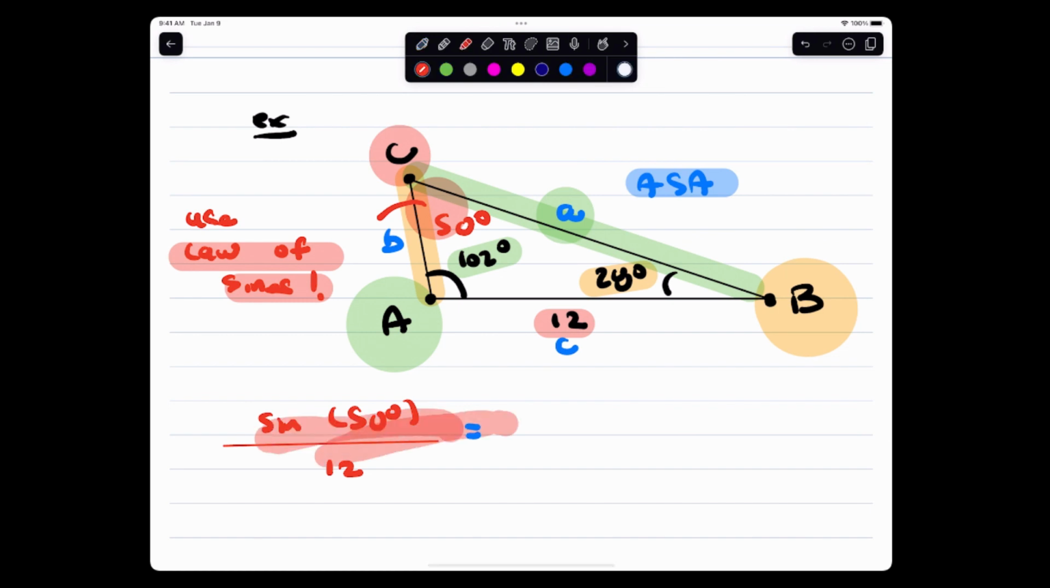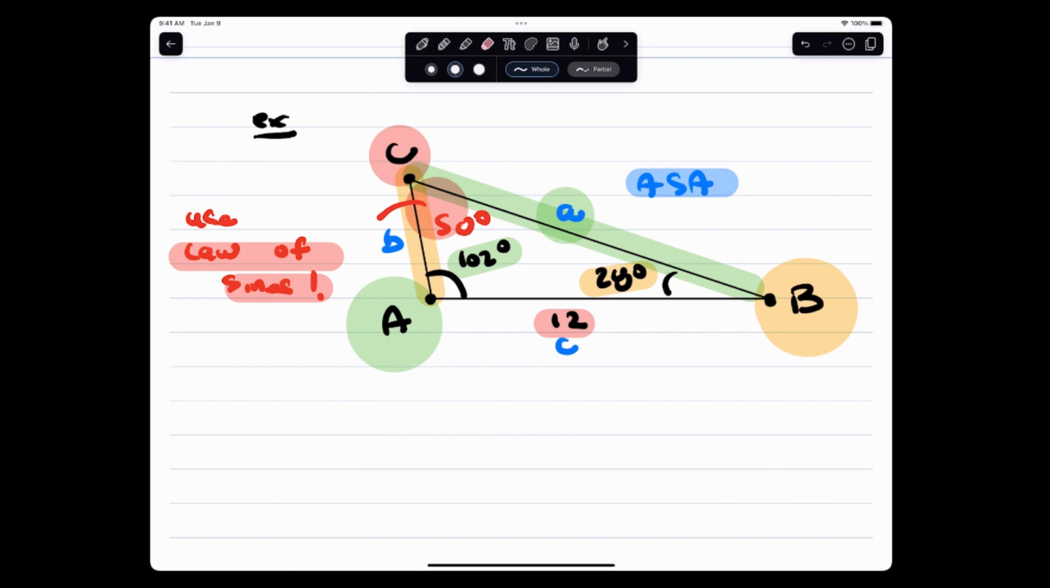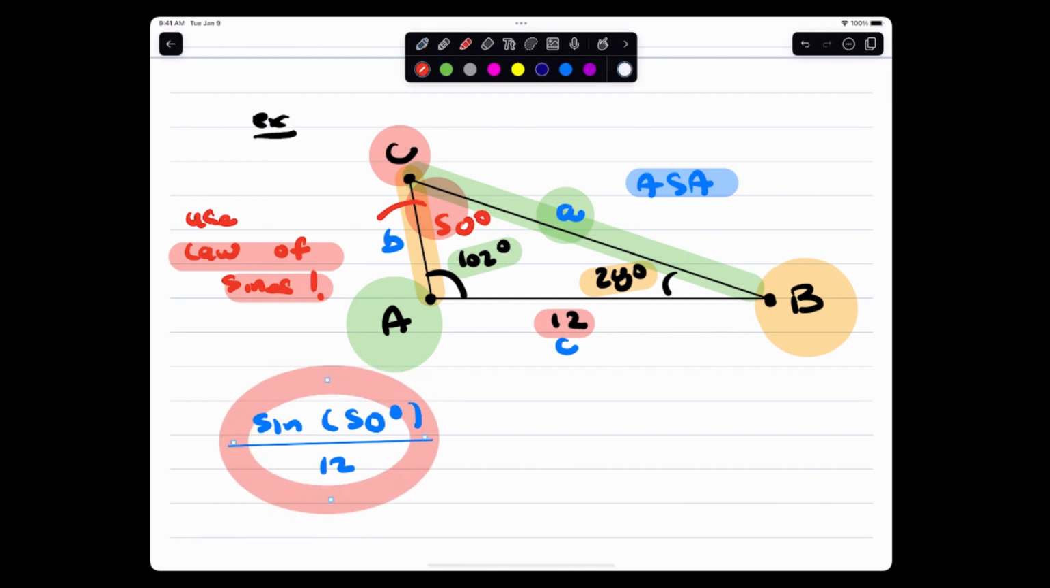I'll do it in blue and highlight it in red. Why do we choose sine 50 over the 12? Because those are two known values, an angle and a side. That's where you start. You set that ratio to whatever side you want to find now. What side do you guys want to find now?